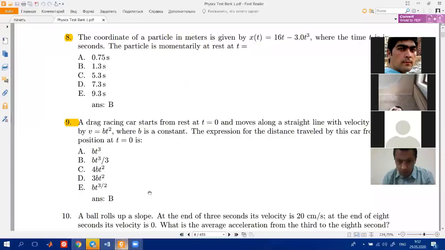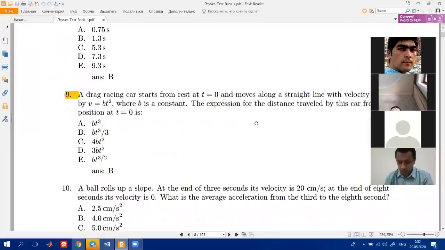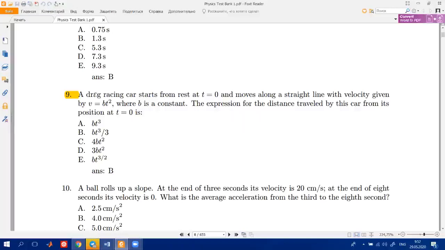Okay, let's see another example problem. Example number 9. A drag racing car starts from rest at t equal to 0 and moves along a straight line with velocity given by v equal to bt square, where b is constant. The expression for the distance traveled by this car from its position at t equal to 0 is. So here velocity is given and you should find the distance traveled. That means you should find coordinate x.